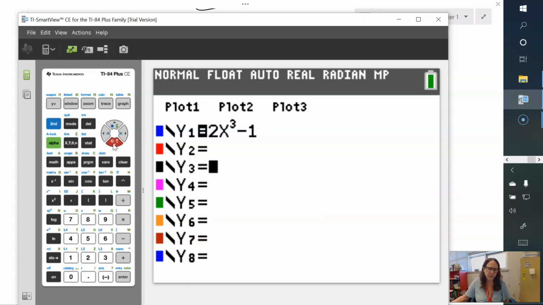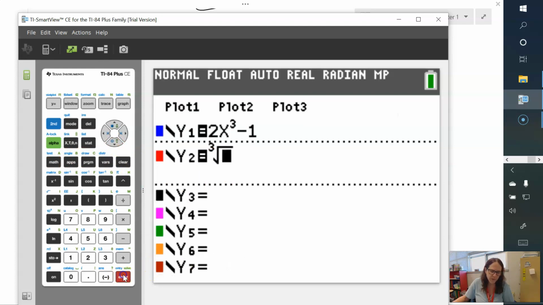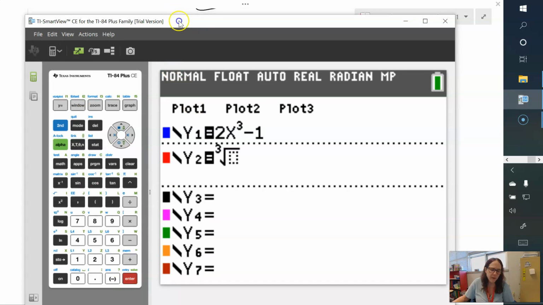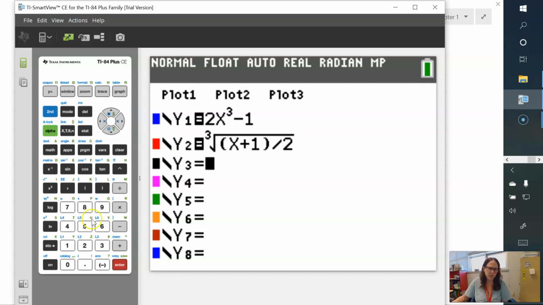Our second one is going to be cube root. Here's how you get to cube root. I'm going to press the math button, and right here at number 4 is cube root. So hit enter. Now I've got cube root, and what was it? (x plus 1) over 2. I want to make sure x plus 1 stays in the numerator, so I'm going to use parentheses. x plus 1. Close those parentheses, and then we're going to do a divide, and then 2. And then the third one I want is just y equals x.